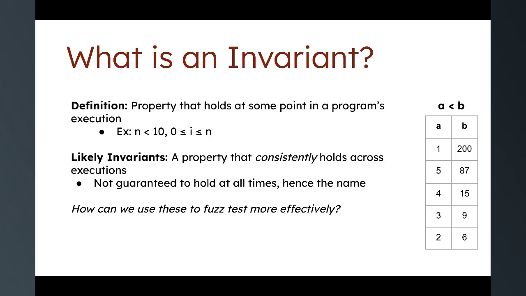Now, these invariants are not guaranteed to hold, hence the name, so we could have a situation where A is not less than B. They simply represent a common pattern that has been observed in previous executions. However, we can use this fact to our advantage. So if an execution violates a likely invariant, like from the example, if A is greater than B, it means that a program has entered an unusual or previously unexplored state.